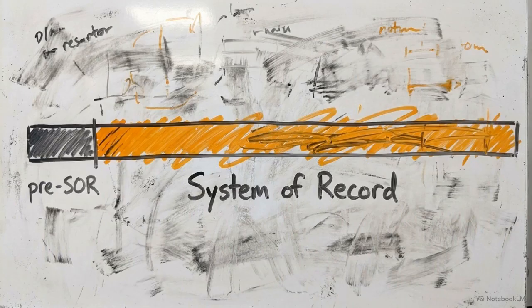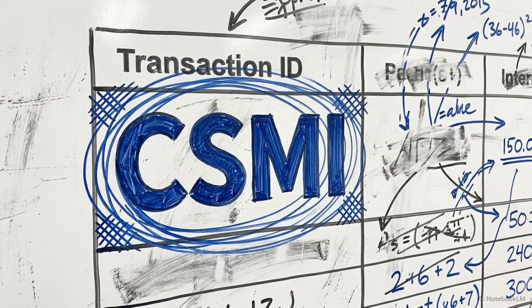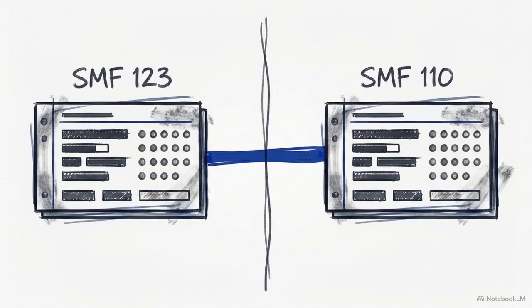In this breakdown, the pre-SOR latency is negligible. The delay is isolated within the system of record. To investigate the backend, we extract the target application ID and the specific transaction ID, in this case, CSMI, straight from the SMF123 record. We take those identifiers and cross-reference them against SMF110 CICS transaction logs.